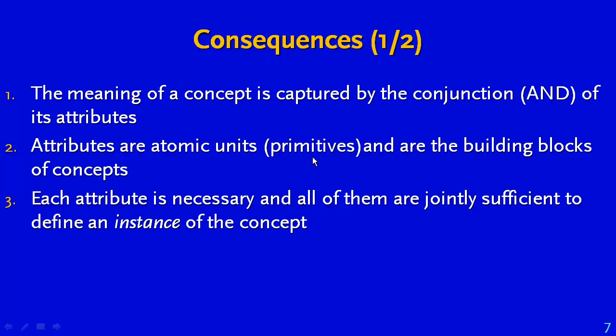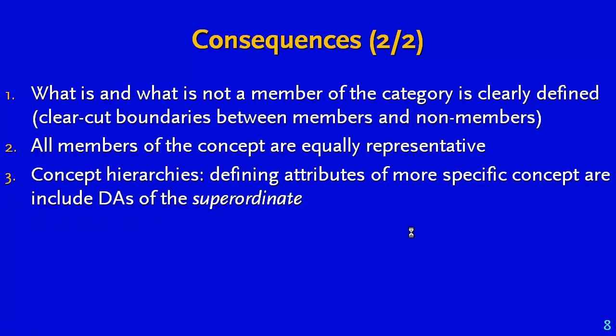The attributes are atomic units, so these are primitives and are building blocks of concepts. So a concept is built up from its attributes. Each attribute is necessary, and all of them are jointly sufficient to define an instance of the concept. So if you've found all your attributes in your concept, you need them for each instance. You cannot have an instance of a concept saying I've got a bird which can fly but has no wings or something. So this is the first one.